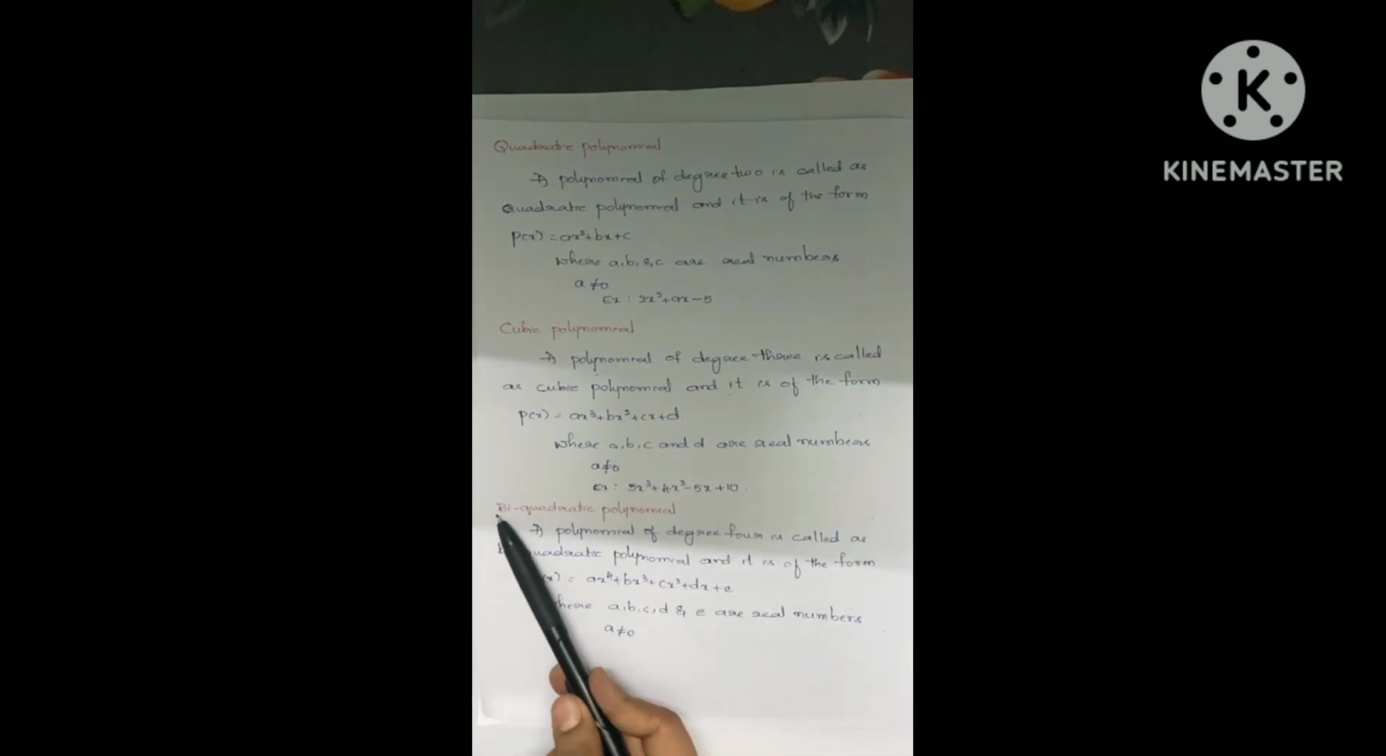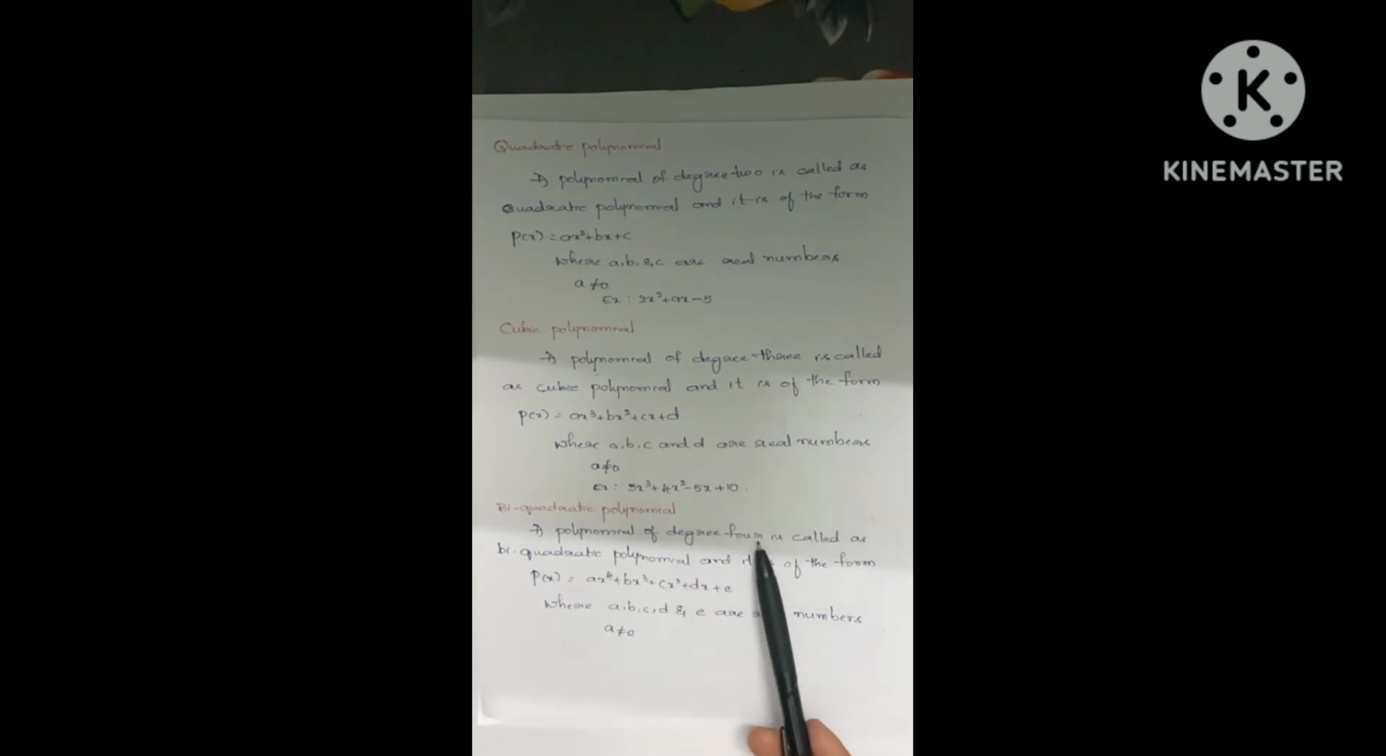Next type is biquadratic polynomial. A polynomial of degree 4 is called a biquadratic polynomial and it is of the form p of x equals ax power 4 plus bx cube plus cx square plus dx plus e, where a, b, c, d and e are real numbers and a is not equal to 0.